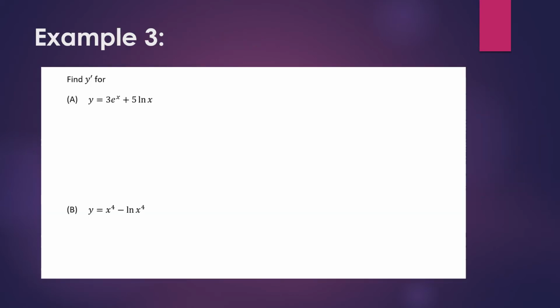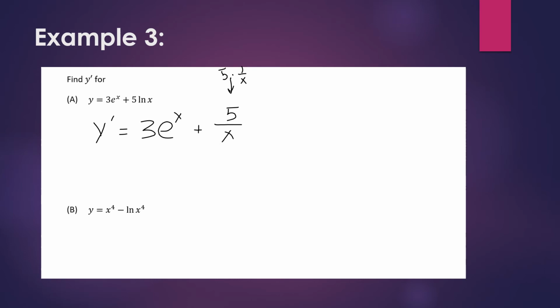Now let's take a look at a few examples. So they say find y prime. So if y equals 3e to the x plus 5 ln of x, well, that means that y prime, its derivative, is going to be 3e to the x plus 5 over x. You could also write that as 5 times 1 over x.